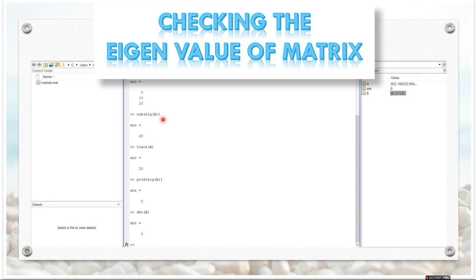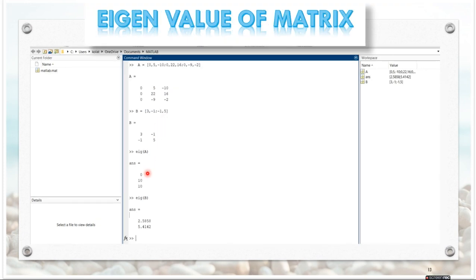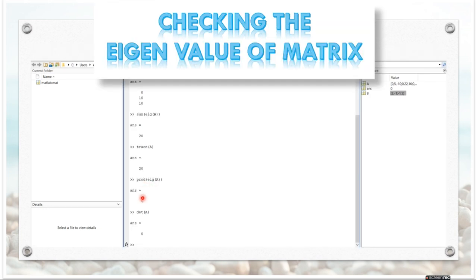Similarly, I am going to check property number 2, that is, the product of the eigenvalues is equal to the determinant of the matrix. The eigenvalues of the matrix are 0, 10, and 10. If you multiply these values, you will get 0, since 0 times anything is 0. So the product of the eigenvalues is 0.